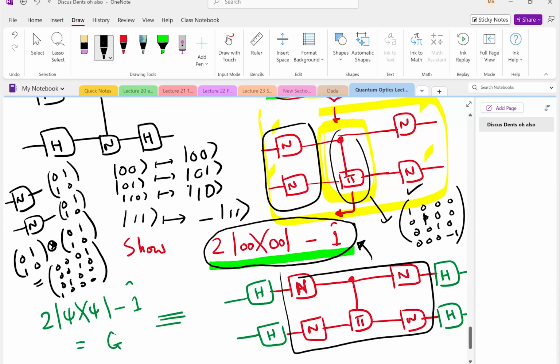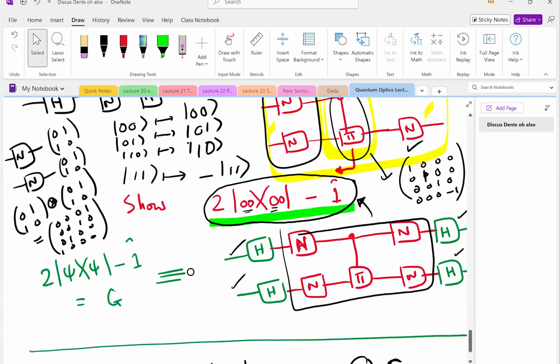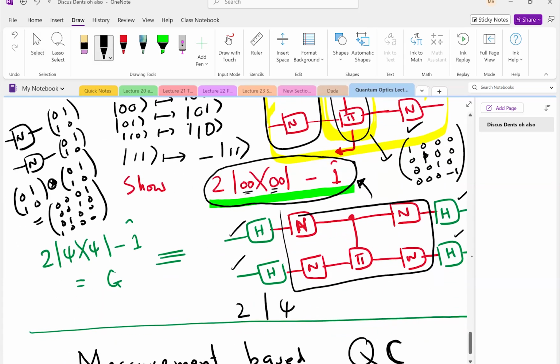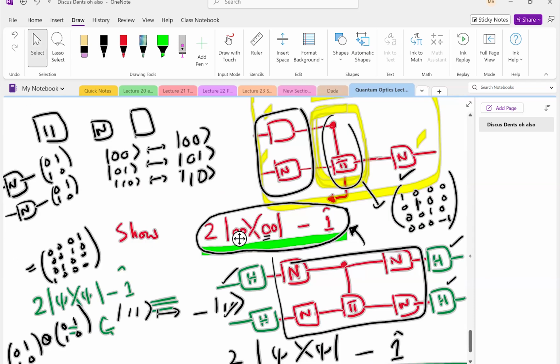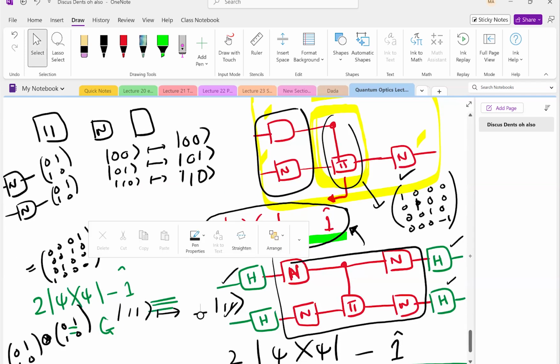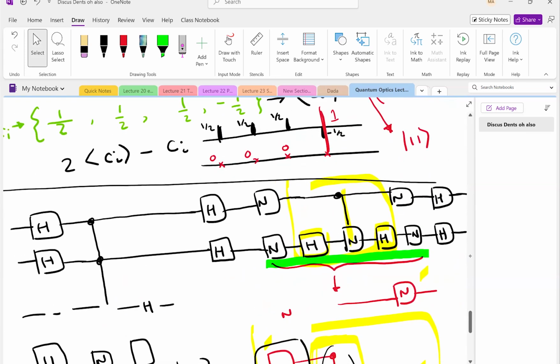Now, if I sandwich this between two additional Hadamard gates on each side, the 0, 0 will turn into an equal superposition, and this will become equal to 2 times ket psi bra psi minus identity, where psi is an equal superposition. So this circuit here really does implement the Grover search process.